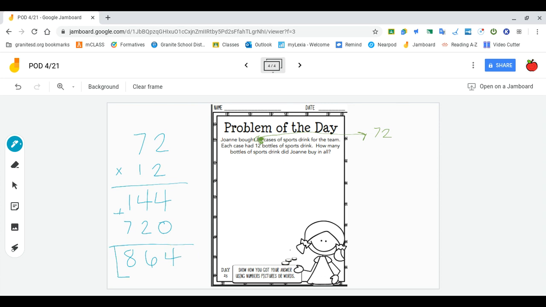Now I have one number instead of a couple different numbers. This 864 represents how many drinks there were in all of these separated cases. So there were 864 sports drinks that were split up between those 72 cases that Joanne bought. You have some different numbers to work with. You have 12 bottles in each case, but you have 84 cases. Good luck.